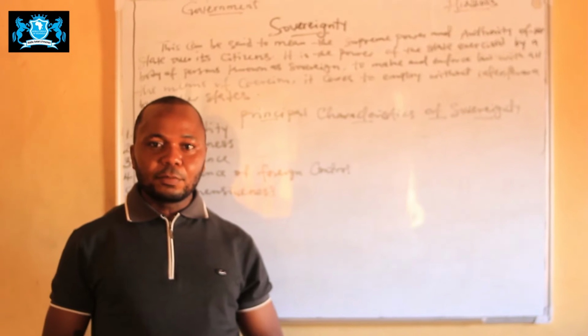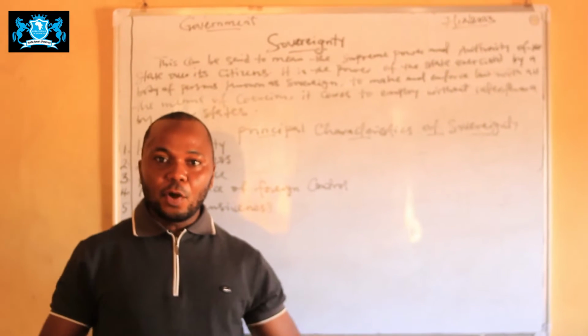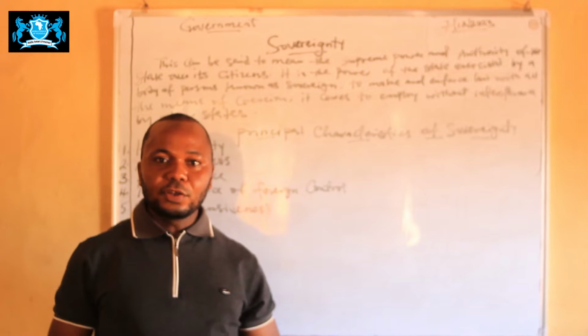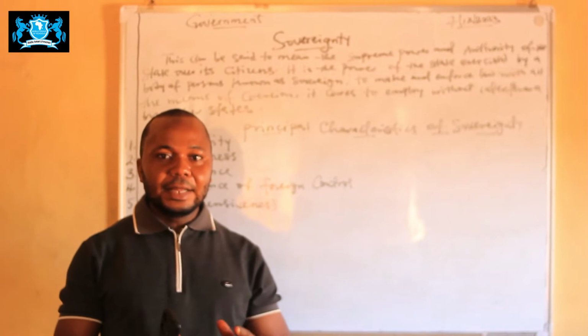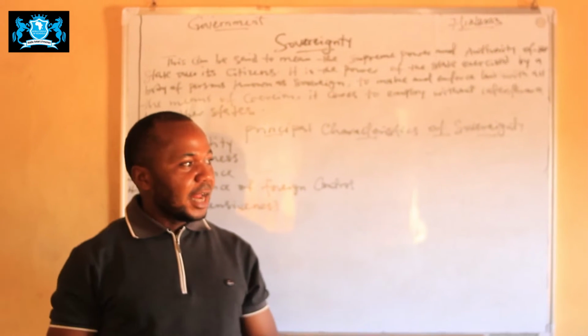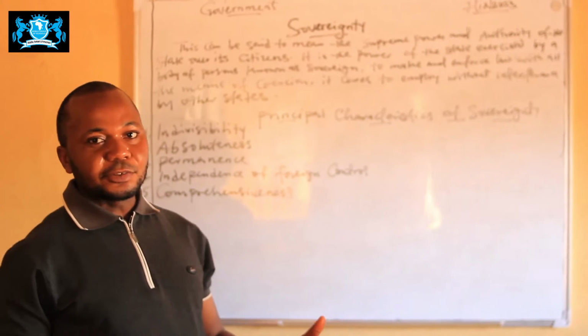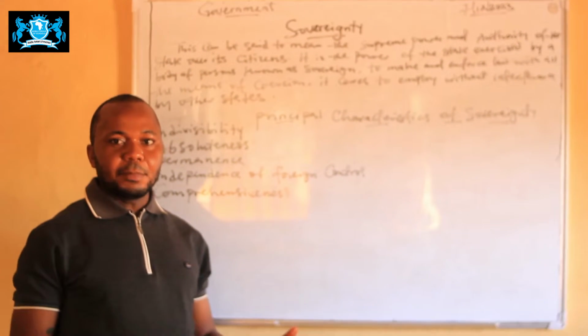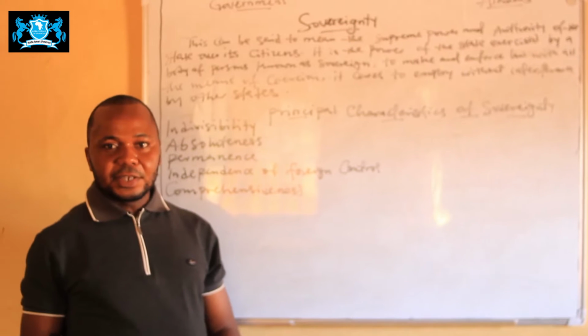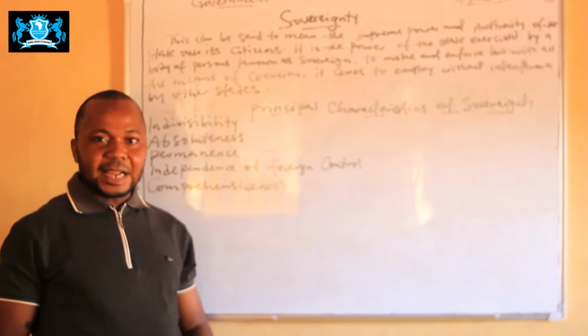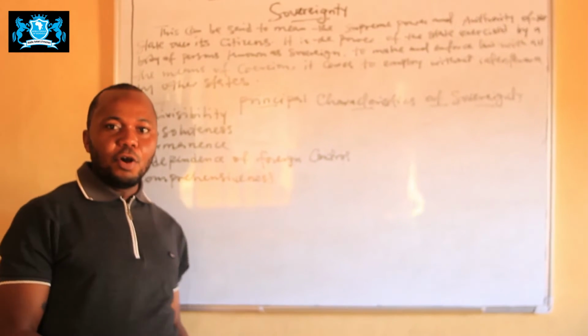When a state carries sovereignty, of course it can control its citizens. By doing what? By making laws that control the affairs of that state. It doesn't mean that there can be no state without sovereignty. Yes, there can be a state without sovereignty. Without sovereignty, it doesn't mean that state cannot make laws on its own.